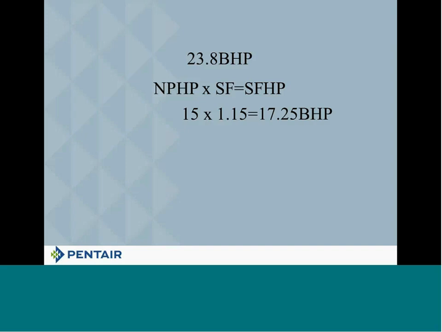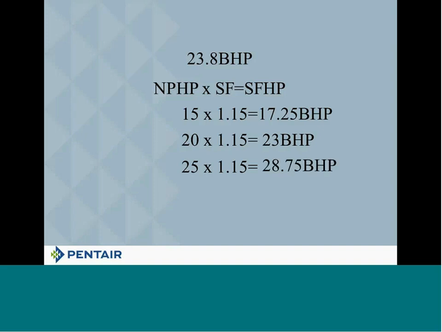Okay? So let's go with a 20 horsepower. A 20 horsepower times 1.15 is going to be 23 brake horsepower. Now what winds up happening? I still burn up the motor, just a little bit slower. Okay? In other words, to fulfill the requirements of this change, we need a 25 horsepower motor attached to our 15 horsepower pump, and you can see why, because it's going to give us 28.75 brake horsepower, which is more than the 23.8 that we need.